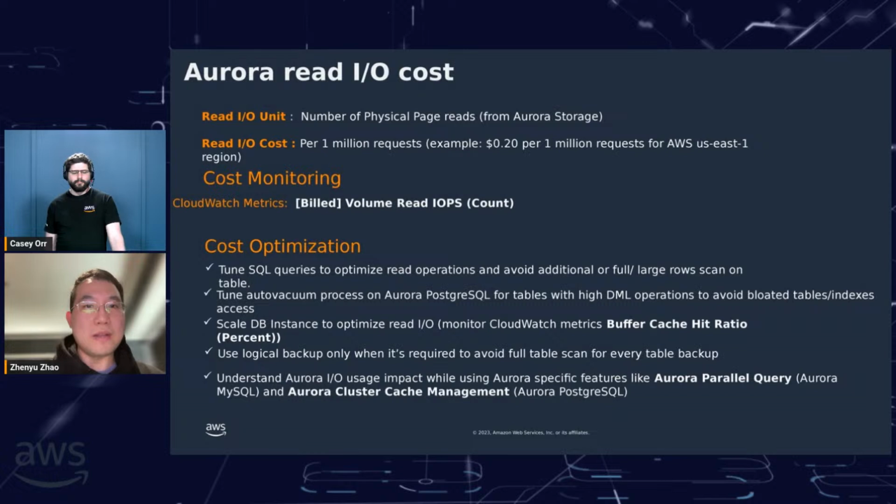So the last one, which I don't see many customers start using, is to understand Aurora I/O, especially the parallel query feature. That's really, really helpful for optimizing reads. For example, in my cases, the customer ended up adopting a lot of Aurora parallel query to improve the performance and also reduce the IOPS cost as well.